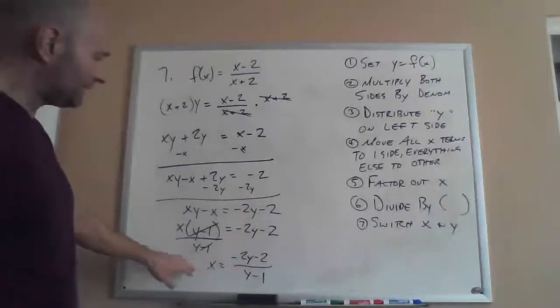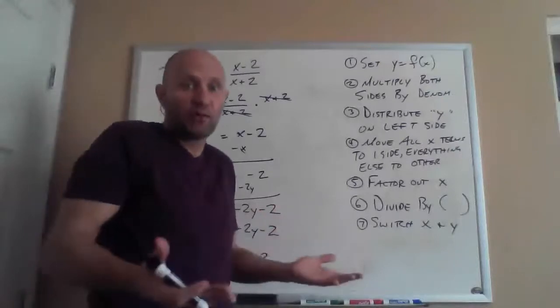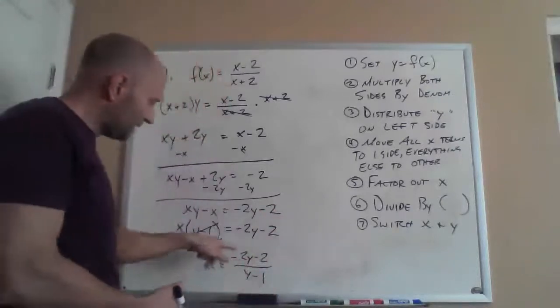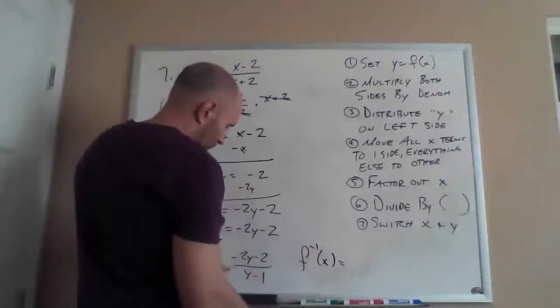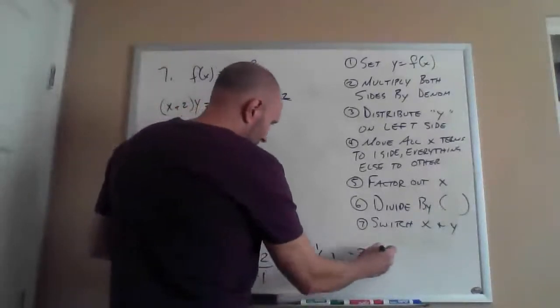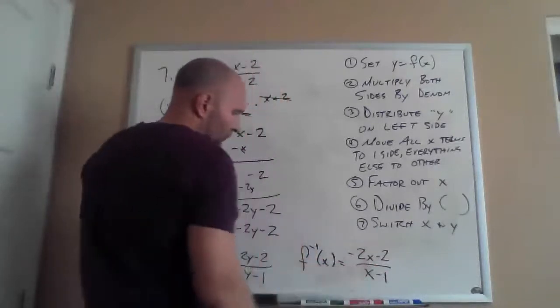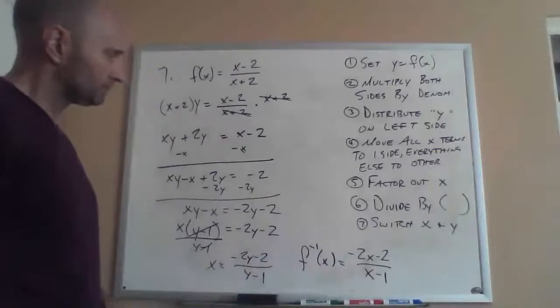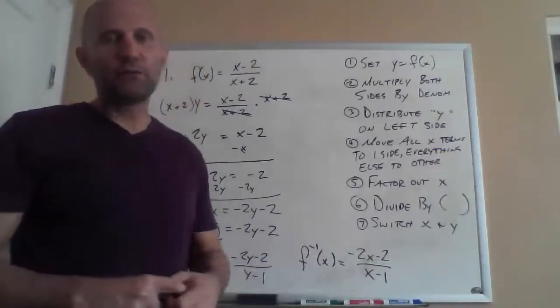And then last but not least, this is not f inverse of x. F inverse of x has to have only x variables. So we need to change these out. So f inverse of x is just negative 2x minus 2 all over x minus 1. So I think that's the right answer.